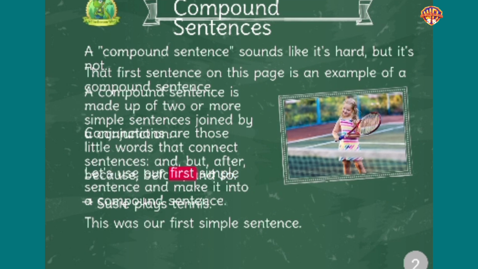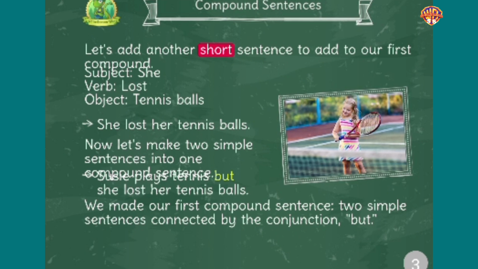Let's use our first simple sentence and make it into a compound sentence. Susie plays tennis. This was our first simple sentence. Let's add another short sentence to add to our first compound. Subject, she. Verb, lost. Object, tennis balls. She lost her tennis balls.